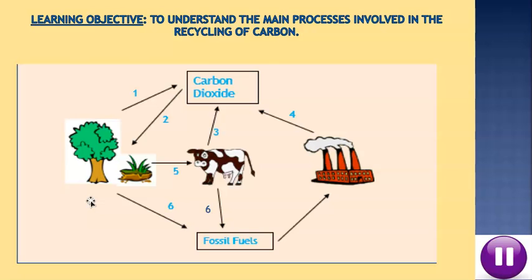But in summary, number one is respiration. Number two, photosynthesis. Number three, respiration. Number four, combustion. Number five is feeding. Number six is the dead animal and plants becoming fossil fuels, or the breaking down, the decay of dead animals and plants by microorganisms. And please remember that microorganisms also respire, so they will put carbon back into the atmosphere.